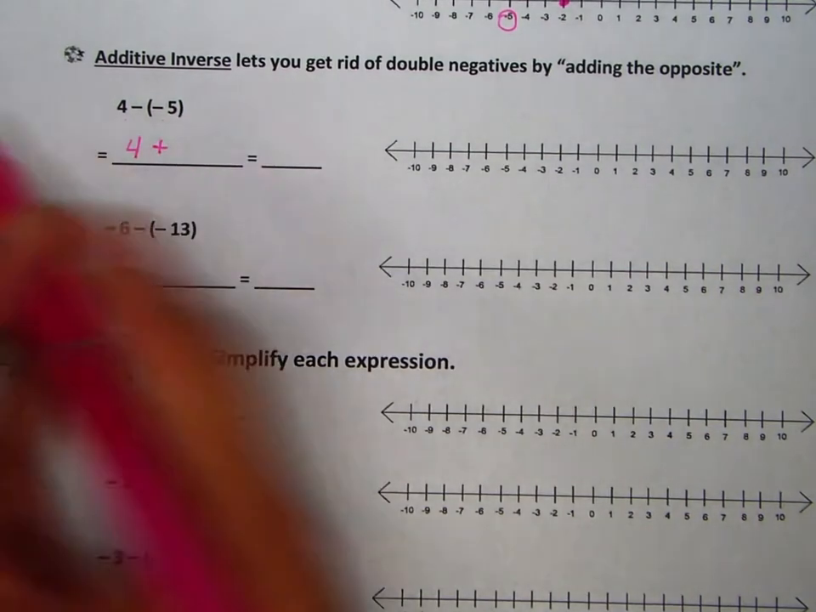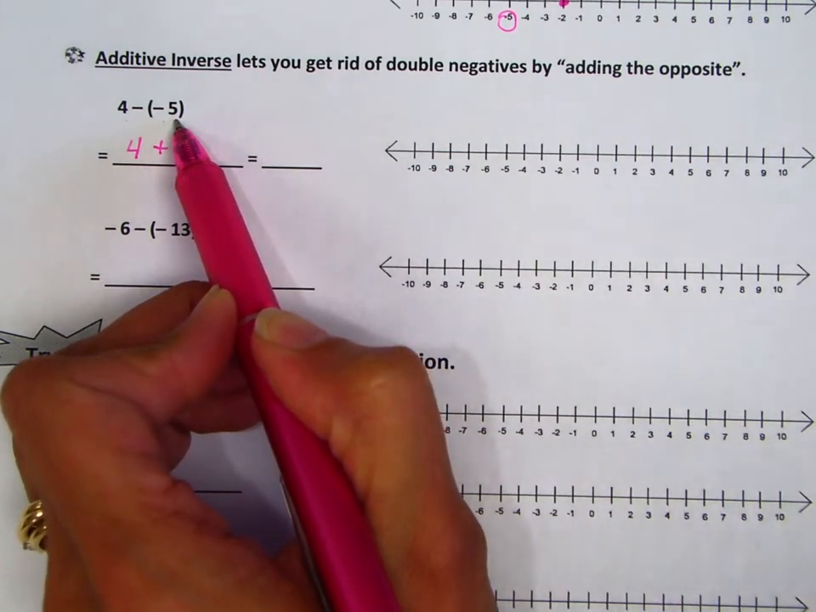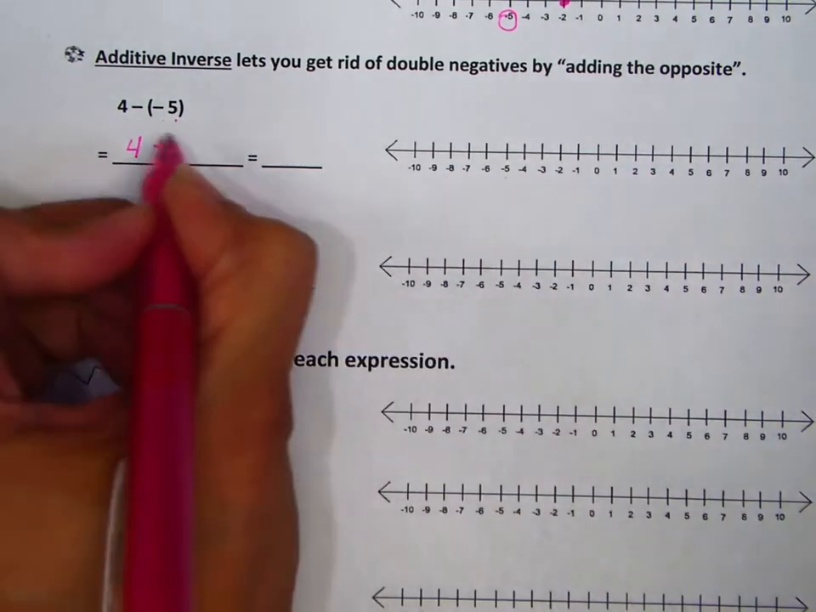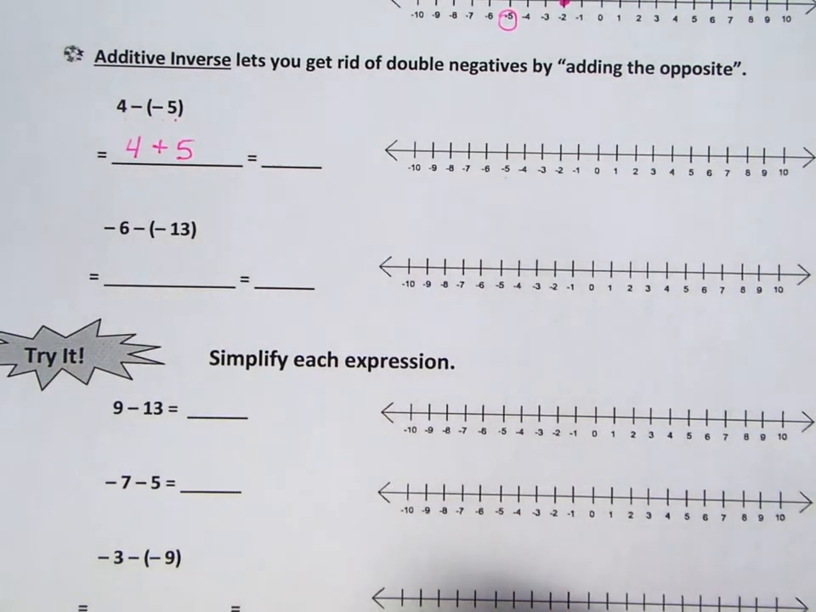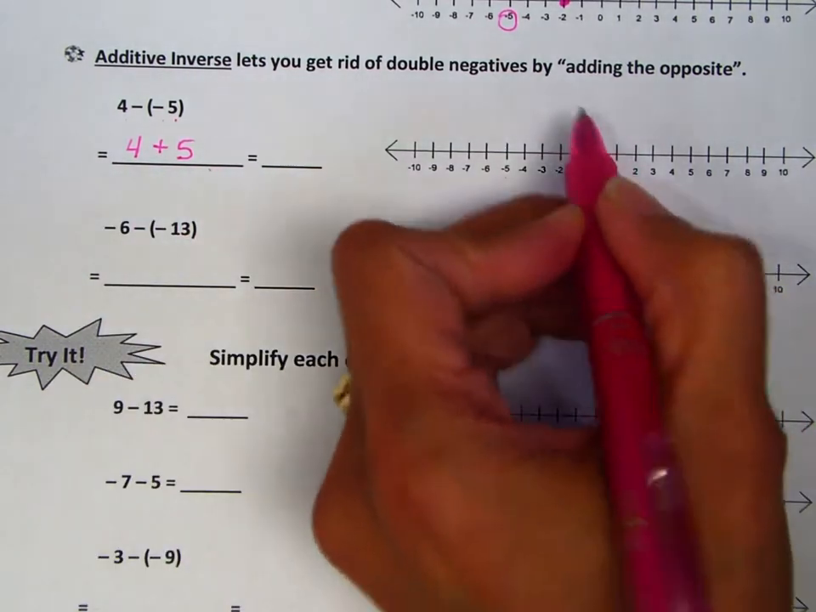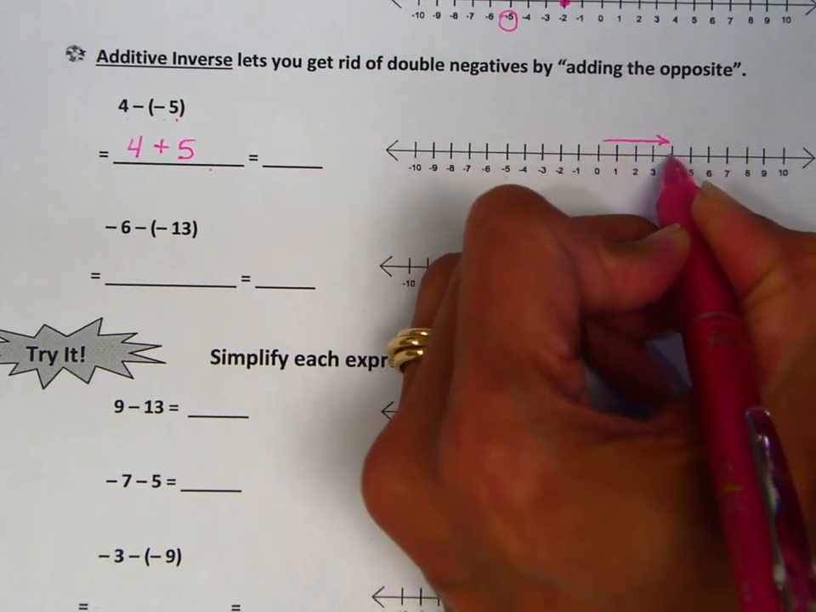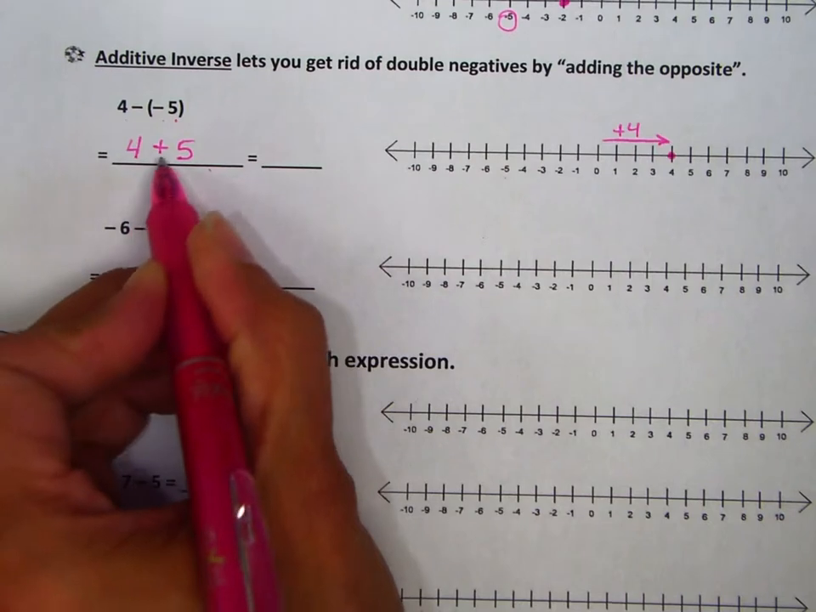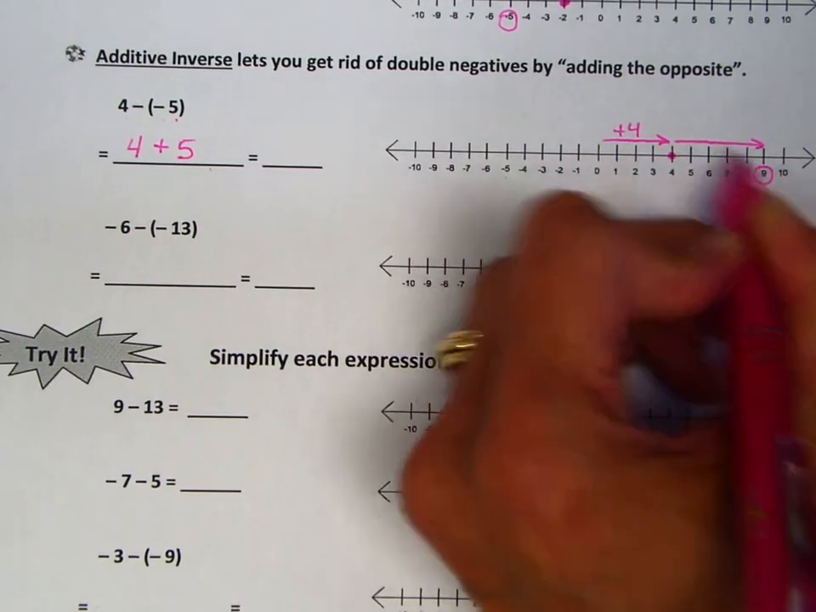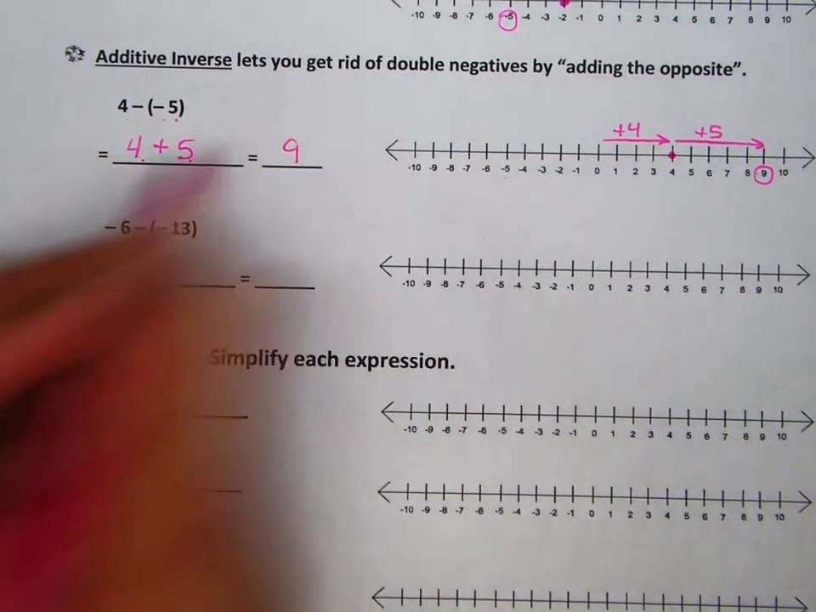4 plus, and what's the opposite of negative 5? It's on the other side of the number line. Here's negative 5. The opposite would be the positive value. 4 plus 5. Now I know you can add this in your head, but we're going to go ahead and do it on the number line for example. So I'm going to move a positive 4 and graph my point, and I'm adding, so I'm moving right 5, and we end up at 9. So 4 plus 5 is 9.